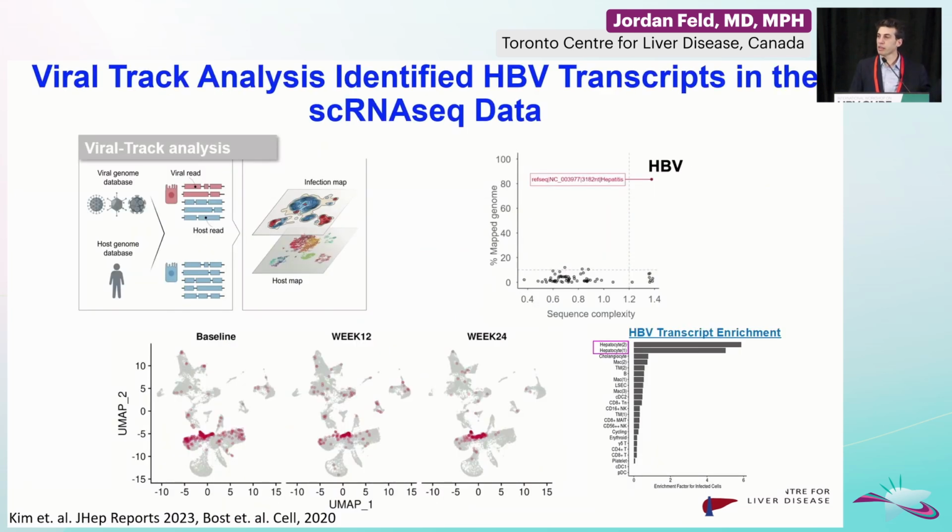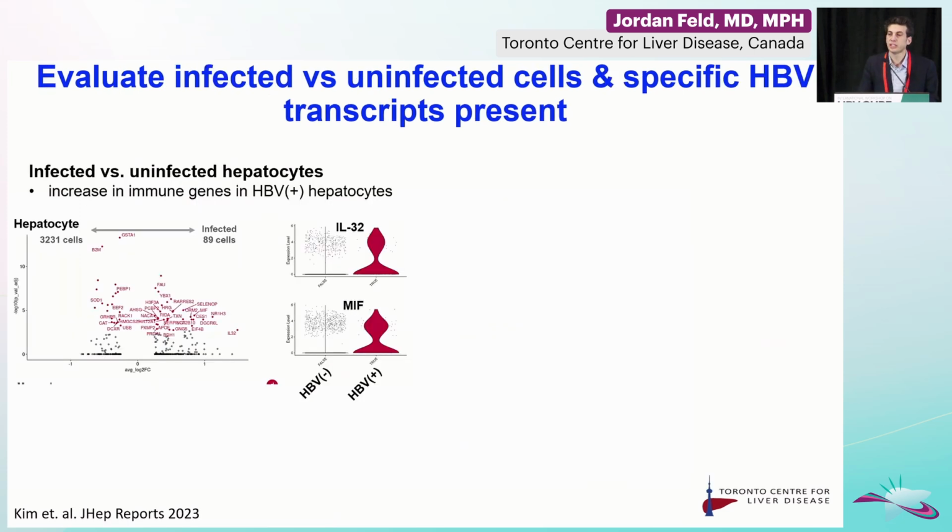And then going beyond the biology of the host, you can actually look at the virus. So this was really, again, using these same samples to see whether you could find the HBV transcripts within the liver. And as shown here, you can indeed find them. And as expected, they're enriched in the hepatocyte and macrophage populations, and they're present at baseline, at week 12 and at week 24. And interestingly, you can now compare infected versus uninfected hepatocytes. And you can see that they actually have different profiles.